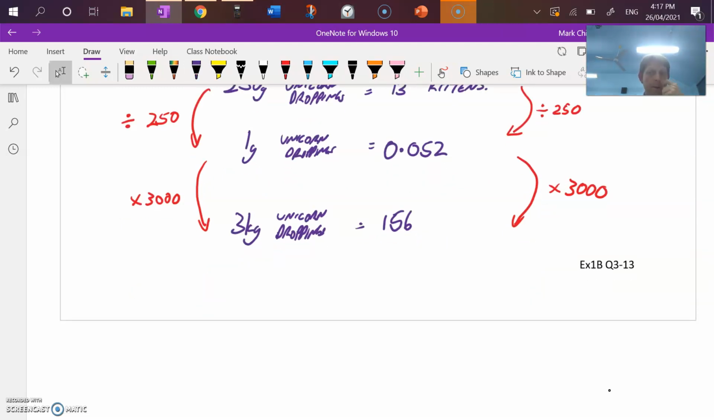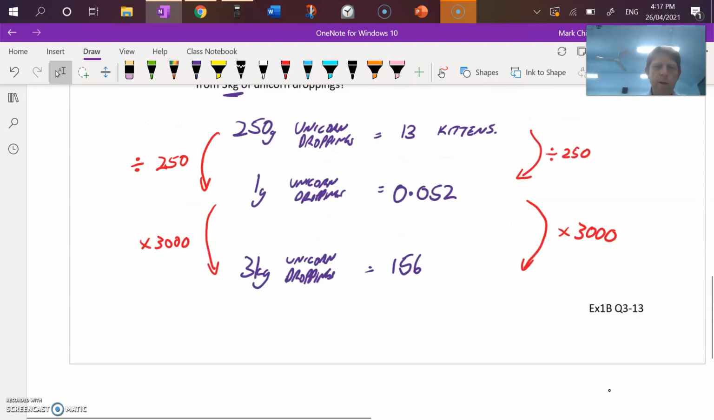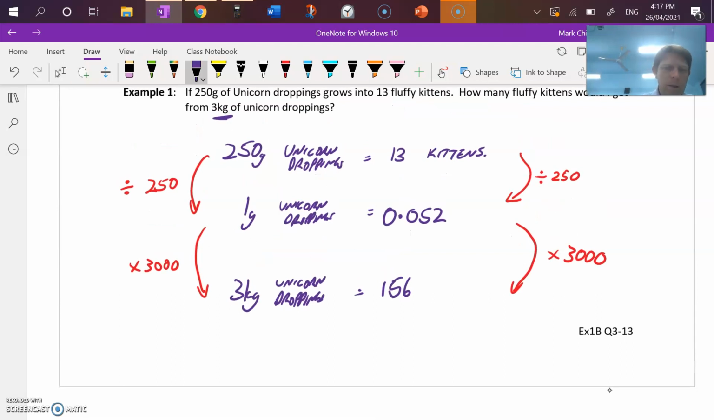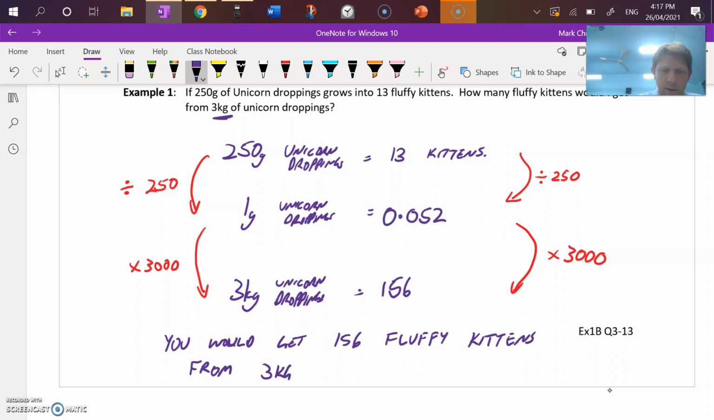Then, because it's a problem question, I'm going to answer it with a sentence. If someone asks you a question in real life, you generally answer them with words and a sentence. So because it's a problem question, I should give them a sentence. I can say something along the lines of, you would get 156 fluffy kittens from 3 kilos of unicorn droppings.